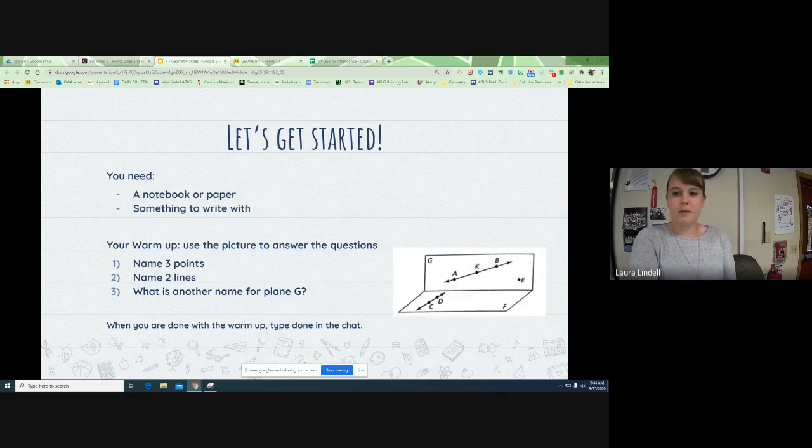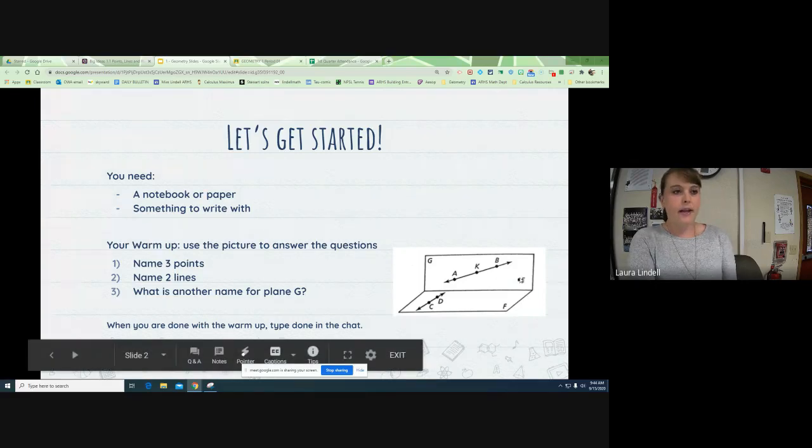All right, A, K, and B works. Pretty much any points, E, B, K, A, D, or C. Those are all points in these planes. The only ones that are not points are G and F because those are names of planes.